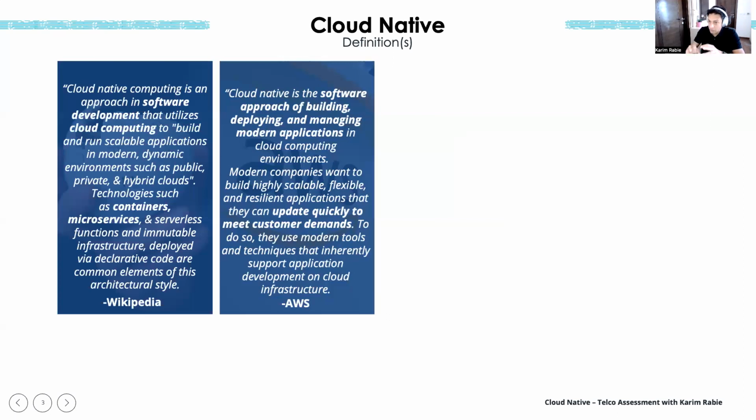To be cloud native means that you are developing and deploying the software purely in the cloud. And then modern companies want to build highly scalable, flexible, and resilient applications that they can update quickly to meet customer demands. I made that part bold because cloud native, like DevOps, like all these things, are all means or tools to achieve better serviceability, to be able to adapt to customer and market demands. So it's just a tool to make you deliver in a better and more efficient way.